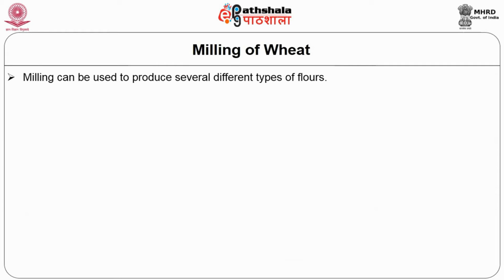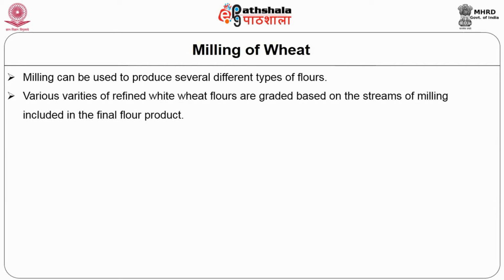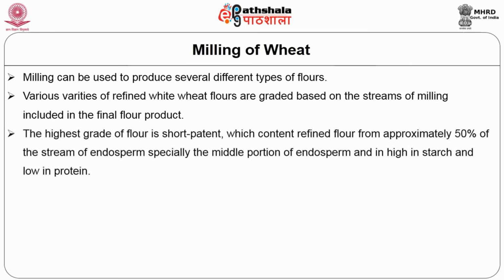Milling can be used to produce several different types of flours. Refined white wheat flours from any of the wheat varieties are graded based on the streams of milling included in the final flour product. The highest grade of flour is short patent, which contains refined flour from approximately 50% of the stream of endosperm, especially the middle portion of the endosperm, and is high in starch and low in protein.